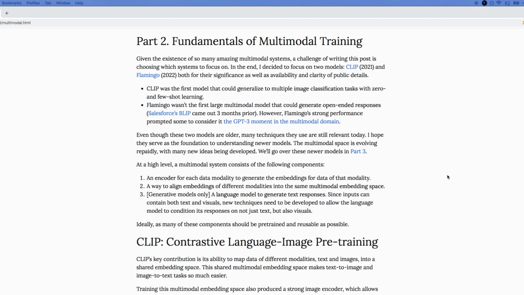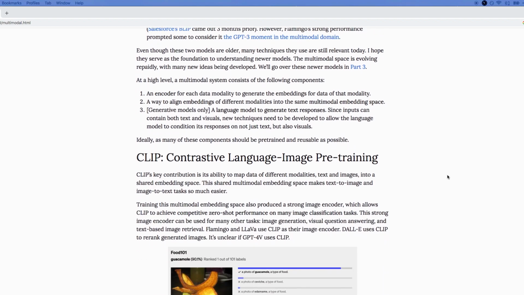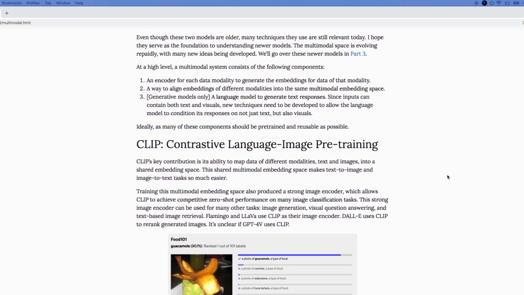CLIP was the first model that could generalize to multiple image classification tasks with zero and few shot learning. Flamingo wasn't the first large multimodal model that could generate open-ended responses, Salesforce's BLIP came out 3 months prior. However, Flamingo's strong performance prompted some to consider it the GPT-3 moment in the multimodal domain. Even though these two models are older, many techniques they use are still relevant today. I hope they serve as the foundation to understanding newer models. The multimodal space is evolving rapidly, with many new ideas being developed. We'll go over these newer models in Part 3.